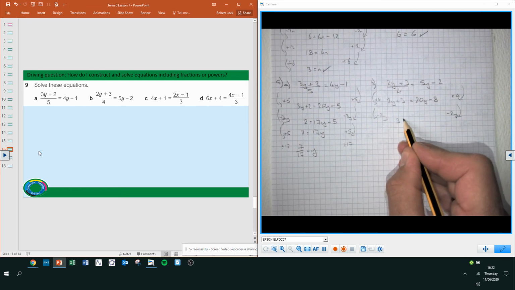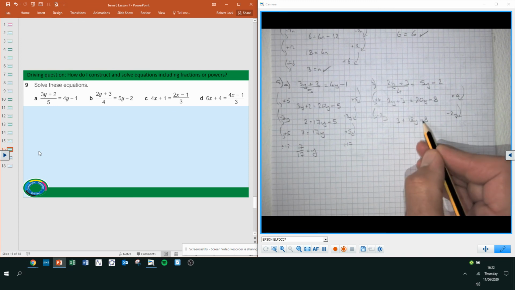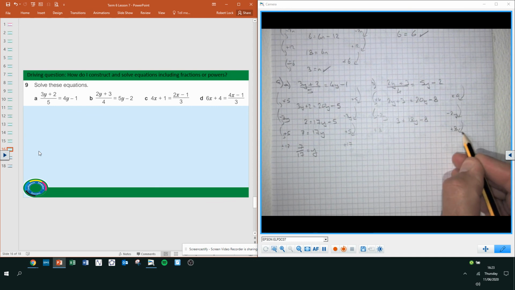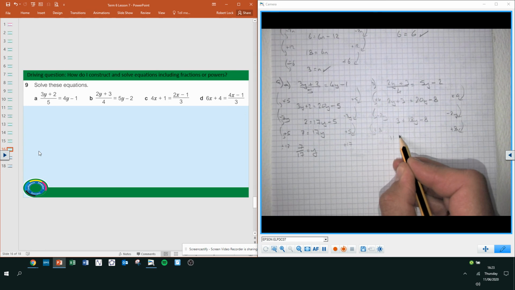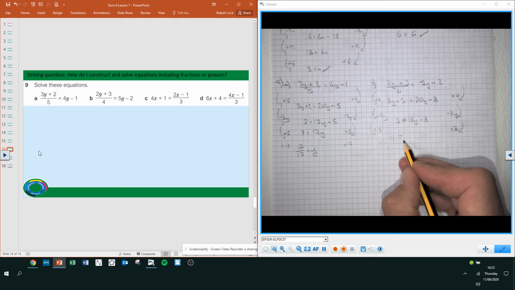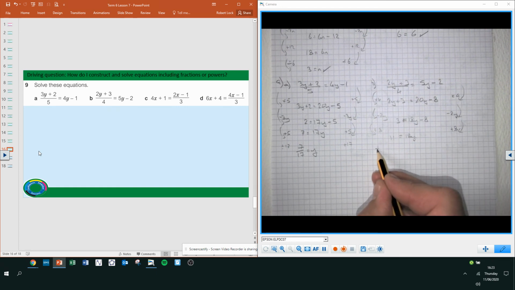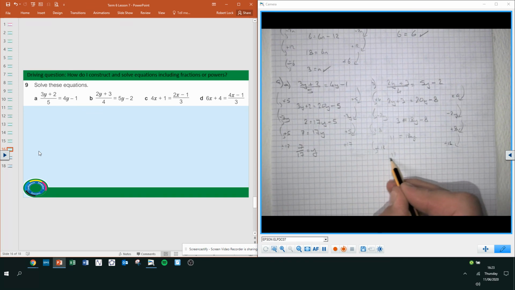That becomes 3 equals 18y minus 8. Add 8 to both sides. 3 plus 8 is 11 equals 18y. Then we divide by 18 to get y on its own. And end up with 11 over 18 equals y.